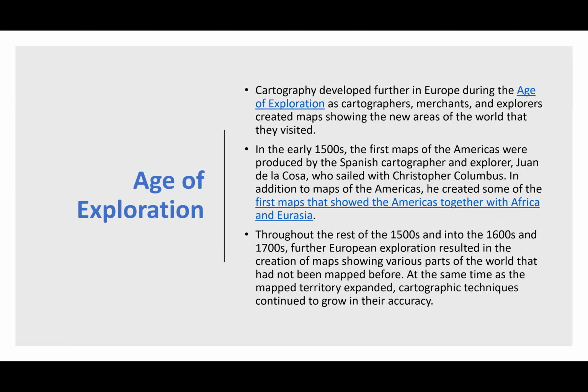And so as cartographers, merchants, and explorers created maps showing these new areas of the world that they visited, or again, through eyewitness reports. In the early 1500s, the first maps of the Americas were produced by Spanish cartographer and explorer Juan de la Cosa, who sailed with Christopher Columbus. And in addition to maps of the Americas, he created some of the first maps that showed the Americas together with Africa and Eurasia. So again, starting to experience the world around us as, I just say we as a human race, starting to learn more about what's going on in the world around us.